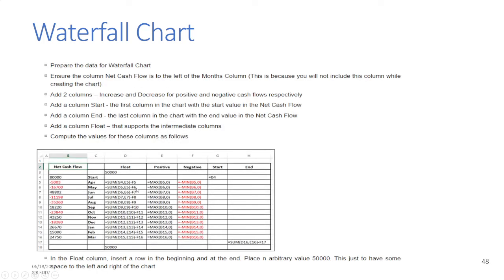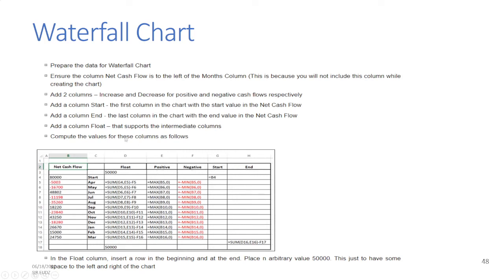Prepare data for waterfall chart. So ensure the column net cash is to the left of the month's column. So we have here the month's column, and net cash is on to the left. Add two columns, increase and decrease for positive and negative cash flows respectively. So the increase and decrease, so this is positive and negative.